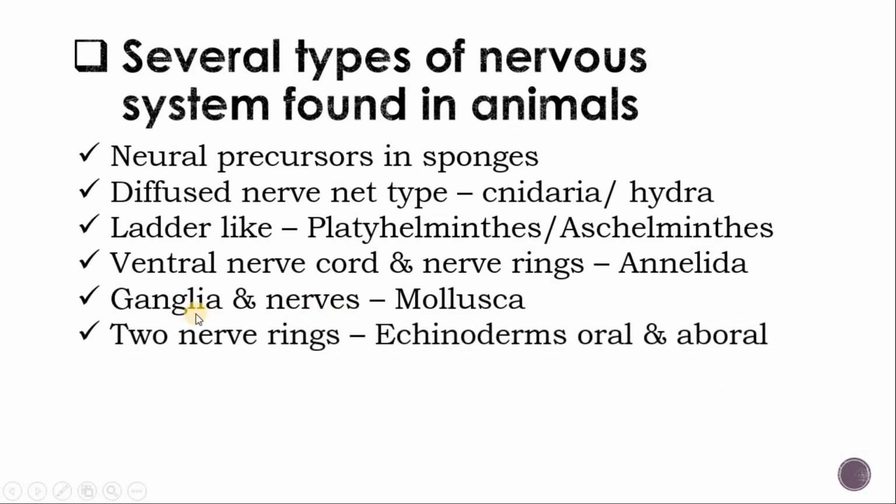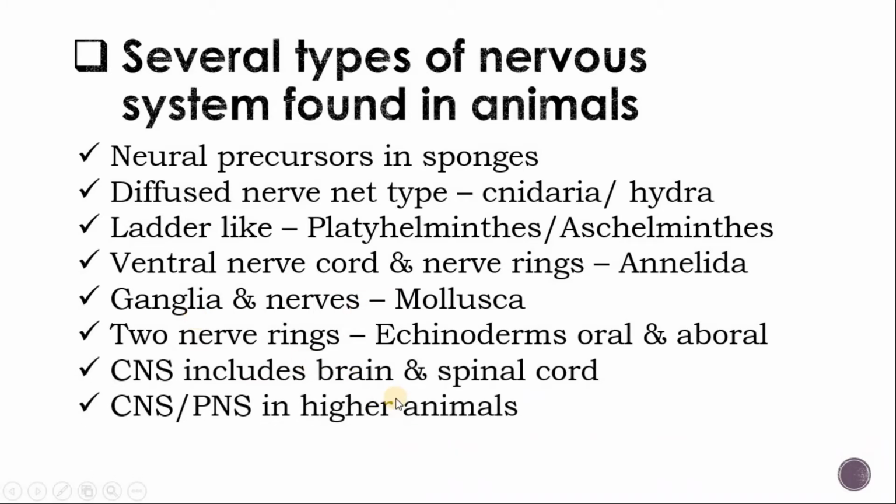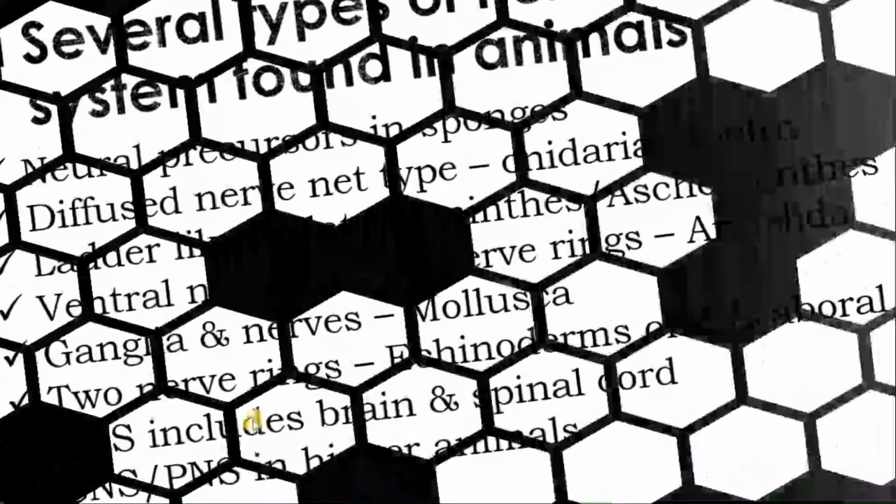In Echinodermata, there are two surfaces, the oral surface and the aboral surface. On both surfaces, two nerve rings are found as a nervous system. In higher vertebrates, higher chordates or higher animals, there is a CNS, meaning central nervous system. What is the central nervous system? The central nervous system includes a highly evolved brain and the spinal cord with vertebrae. In higher animals, there is a central nervous system and a peripheral nervous system.